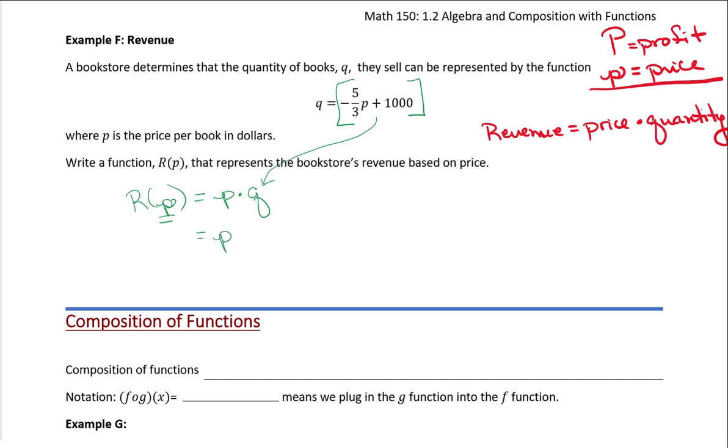We would have p times that entire quantity function of negative 5/3 p plus 1,000, and then we would distribute. So the revenue function of p would be negative 5/3 p squared plus 1,000p.